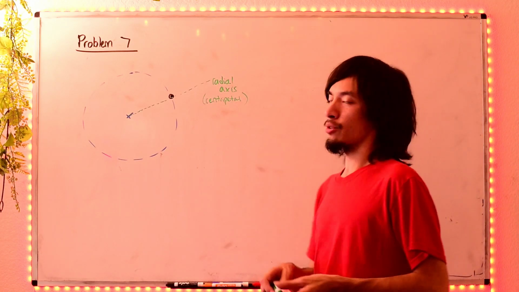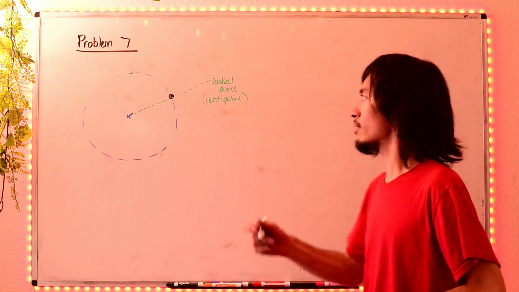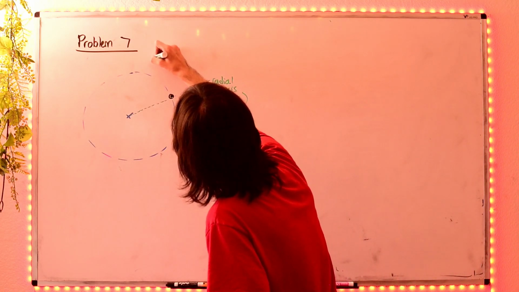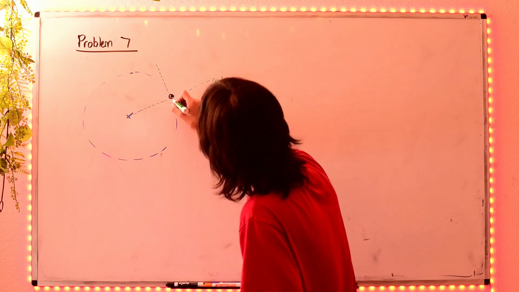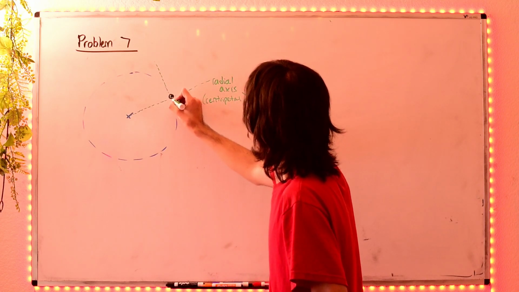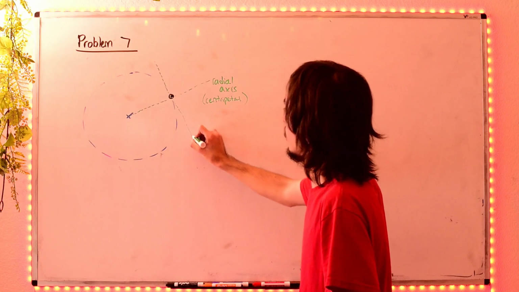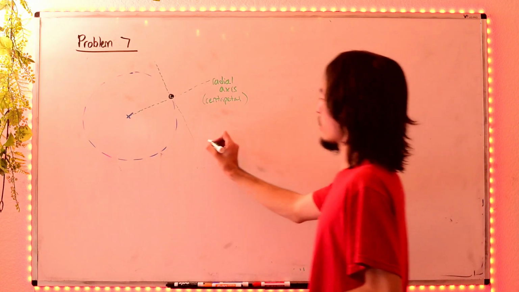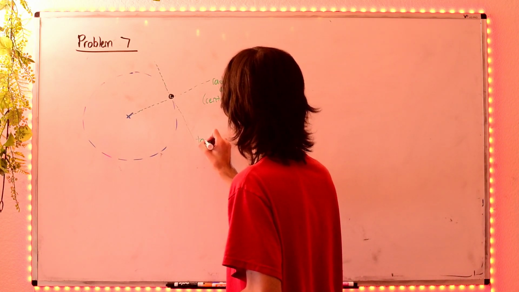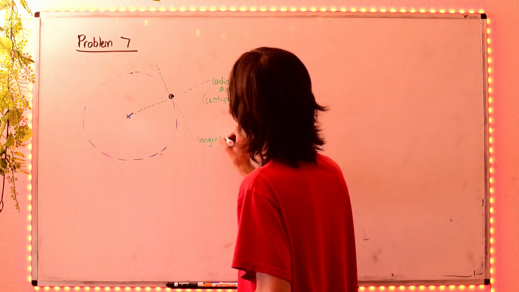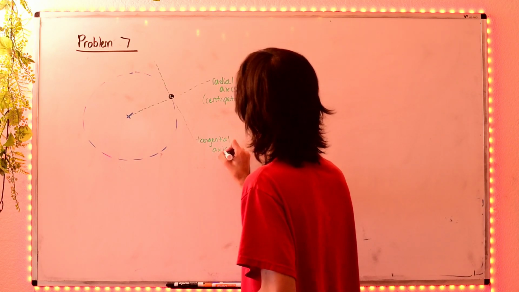The other axis has to be perpendicular to that, so the axis that's perpendicular is the one that just barely touches the edge of the circle and goes parallel to the circle and then goes back away from it like that. That is the tangent line, or also known as the tangential axis.